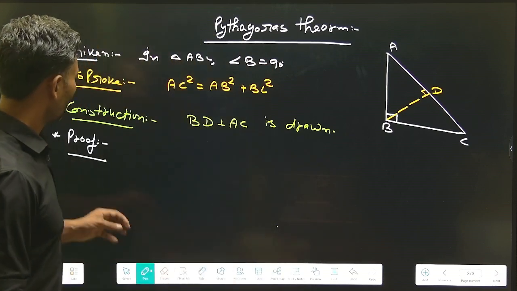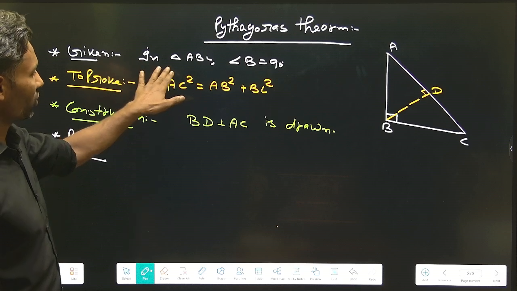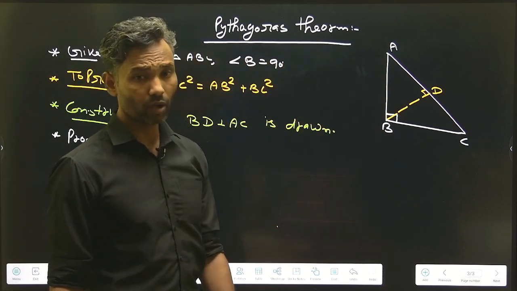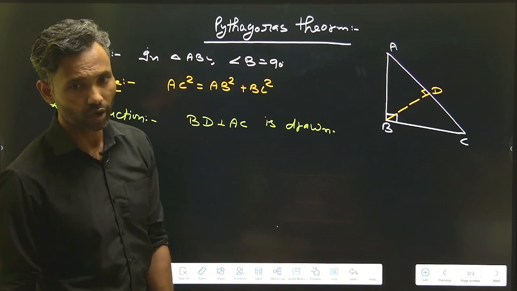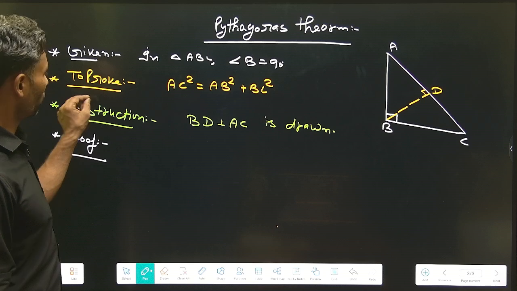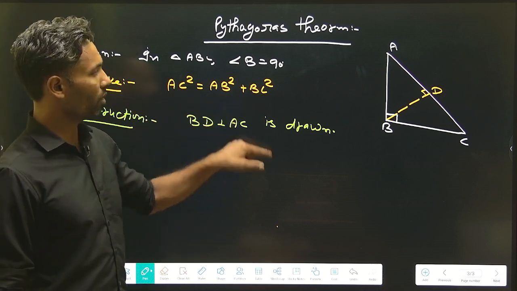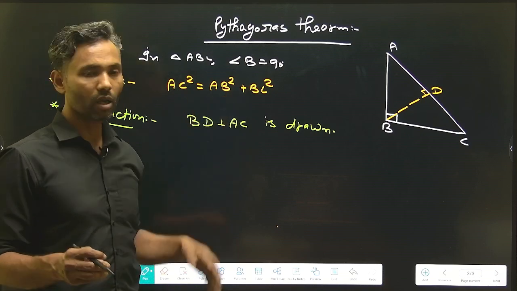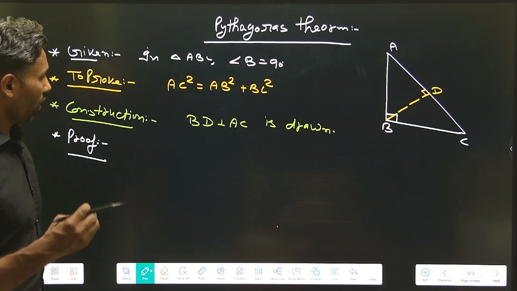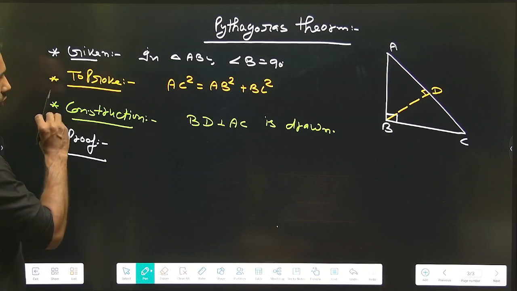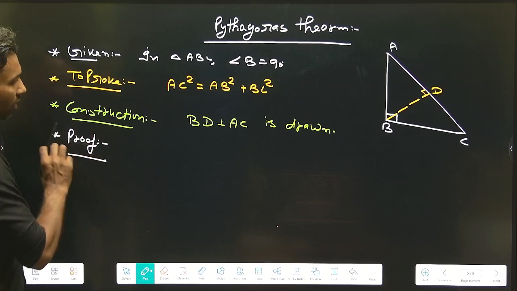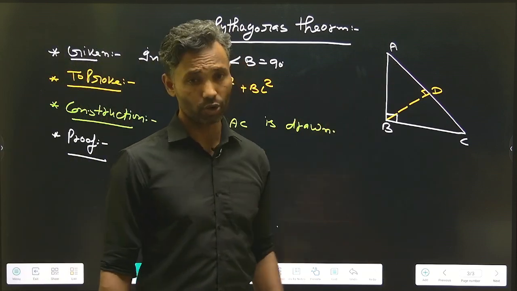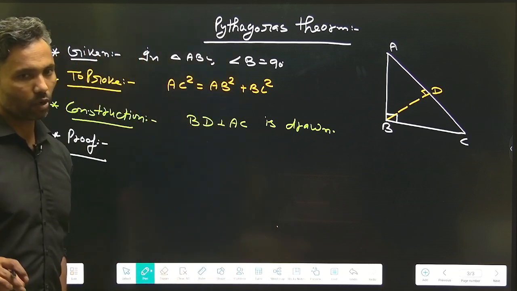Okay, here are the conditions given. There is a triangle ABC given. Angle B equal to 90 degrees. This is already given. Okay, and we have to prove AC square equal to AB square plus BC square. To prove this we have to do a construction. So the construction is that BD perpendicular to AC is drawn.